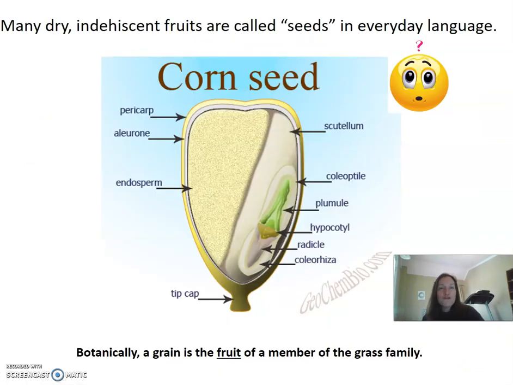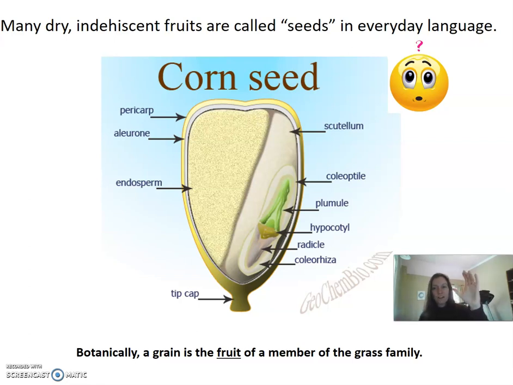Oddly enough, many dry, indehiscent fruits that usually stay on the plant are considered seeds in everyday language. So the corn kernel is called a seed, but botanically, this is the fruit of the plant. It contains the developing embryo, which is shown kind of like that.